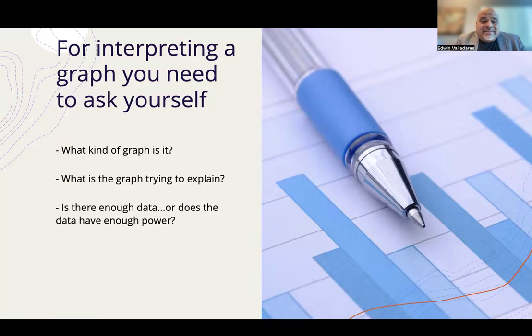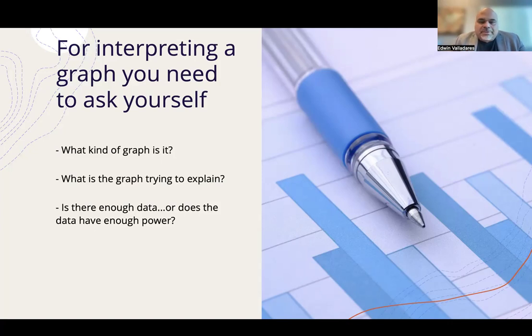And is there enough data, or does the data have enough power? What I mean by power is, is there enough representation in the numbers? If there's not enough representation, it could just be a smaller subset, a smaller representation. That's more of a statistical question or definition, which we're not going to get into in this class, but I just wanted to touch on it a little bit.